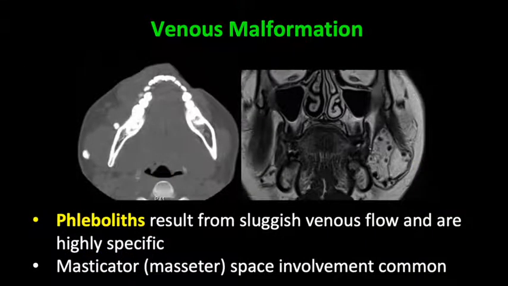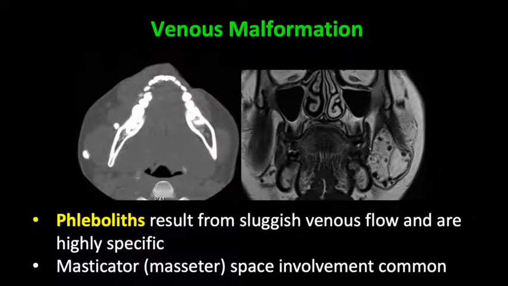So again, phleboliths are extremely common and almost pathognomonic. If we look at the image on the left, there is a lesion in the masseter muscle. We can see two round calcifications. Those are phleboliths. On the coronal T2 image on the right, we see phleboliths as areas of signal void, and these won't be linear vascular flow voids. They're typically just round areas of signal void.